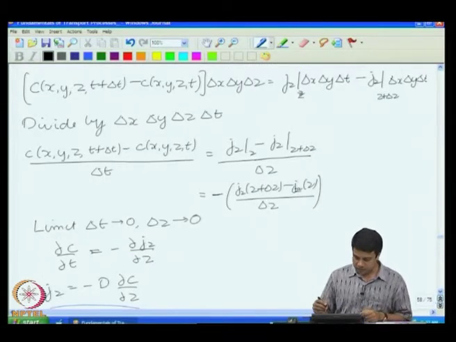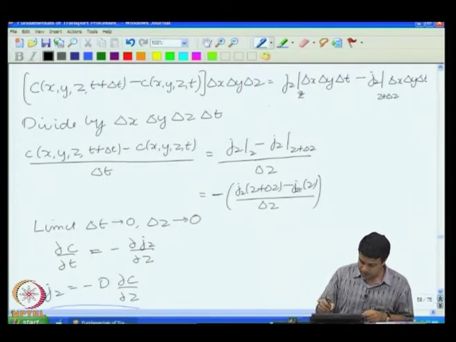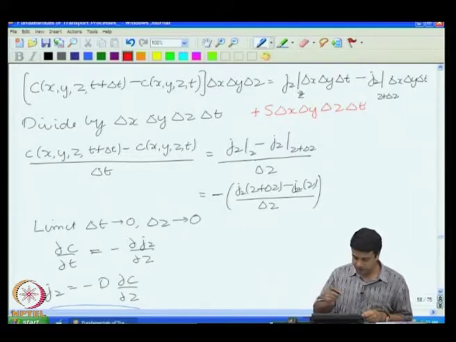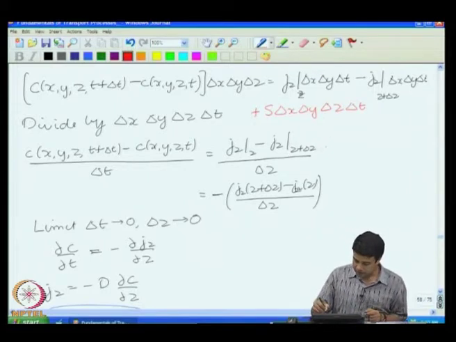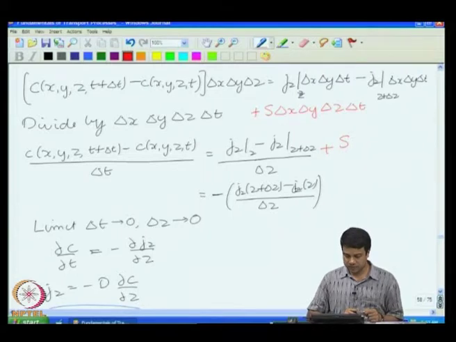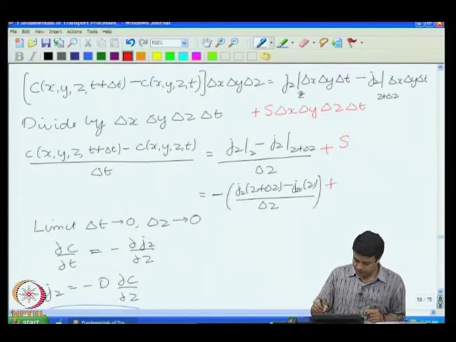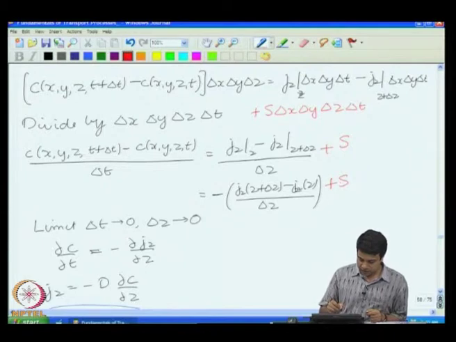And in this mass conservation equation, this source comes in as plus S times delta x, delta y, delta z, delta t. And if I divide throughout by delta x, delta y, delta z, delta t, I get something that is equal to plus S, the rate of production of mass. And this therefore gives me in the concentration field an additional production term.